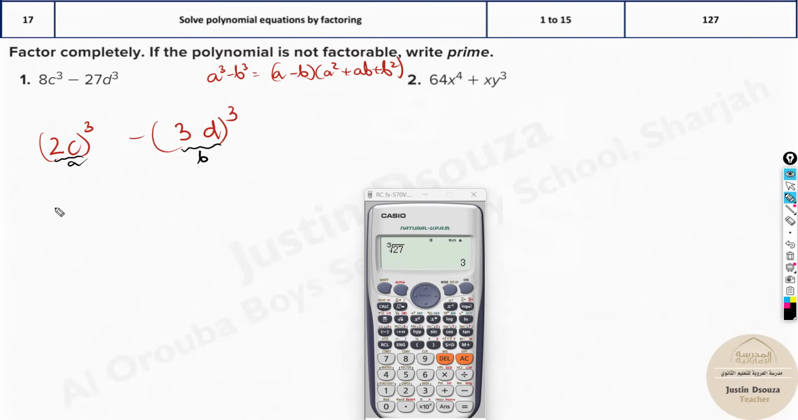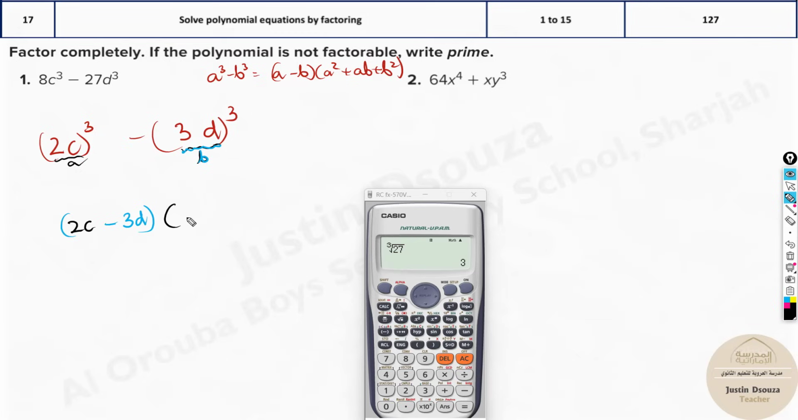Let me change the colors for B as well so you'll understand. This is B. So it starts with what? A, that is 2C. Then we go to B, that is minus 3D. That's it. Now look, we don't write the cube because we want only A and B. Whatever is inside the parentheses is A and over here B.